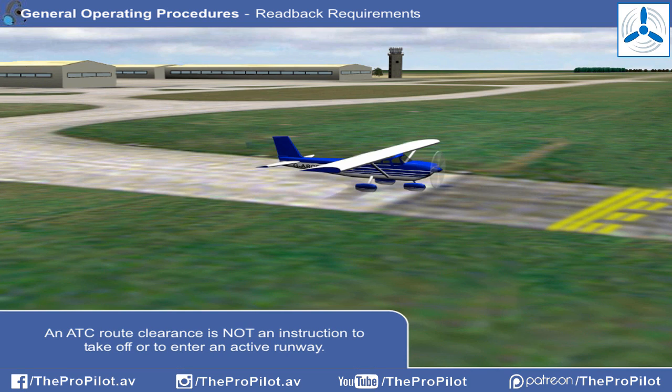An air traffic route clearance is not an instruction to take off or to enter an active runway. The word takeoff is used only when an aircraft is cleared for takeoff, or when cancelling a takeoff clearance. At other times the words departure or airborne are used.